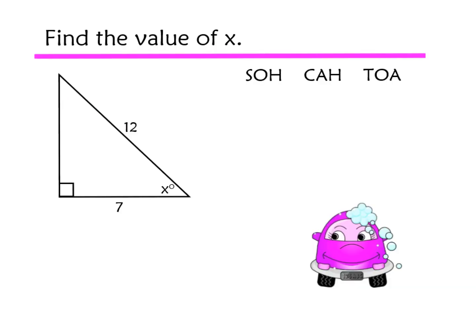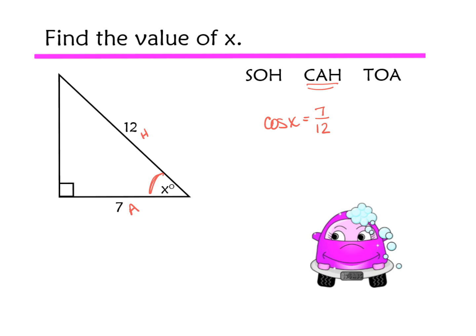Here's our first problem. So we're going to situate ourselves at the angle that we want. So I'm here at x, and 7 is the adjacent side, 12 is the hypotenuse. So the ratio that deals with adjacent and hypotenuse is cosine. So I have the cosine of x is equivalent to adjacent over hypotenuse, so 7 over 12.